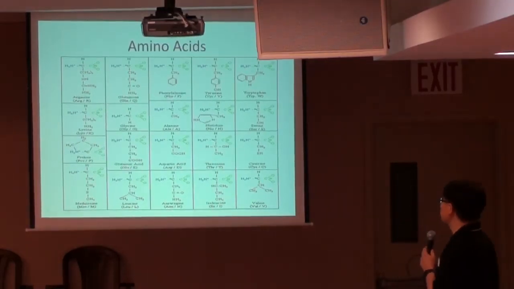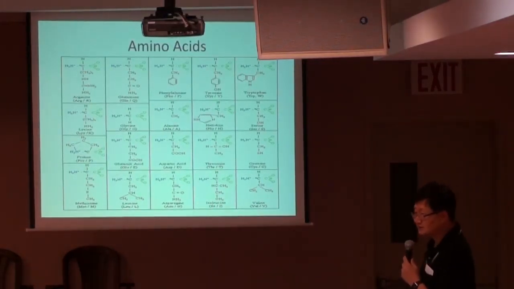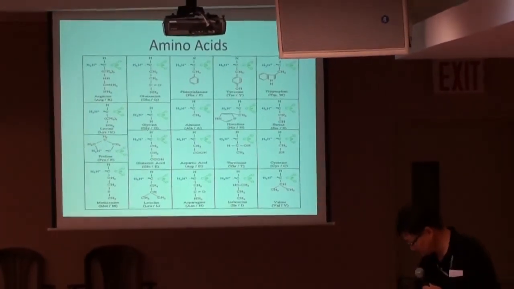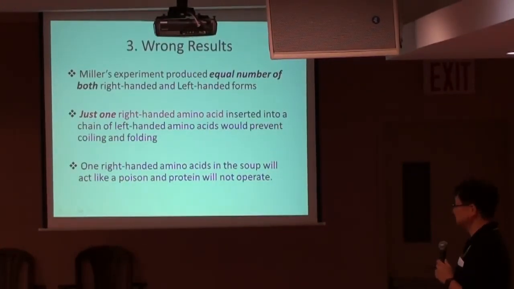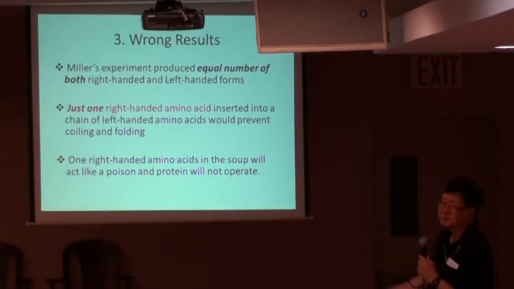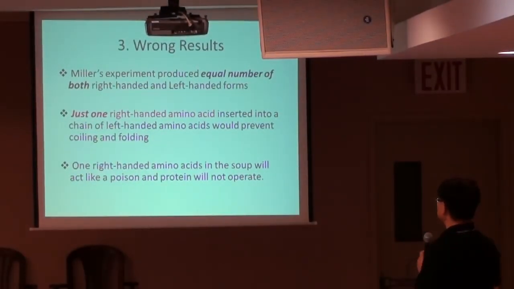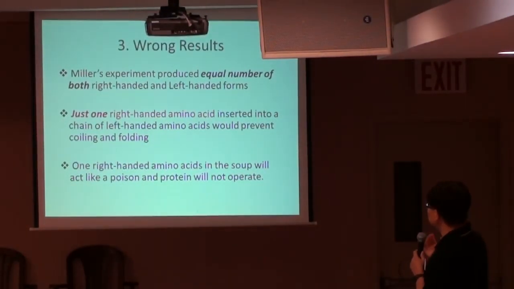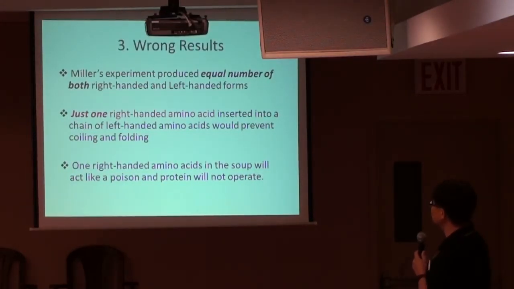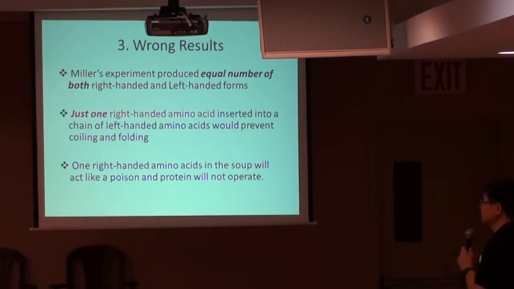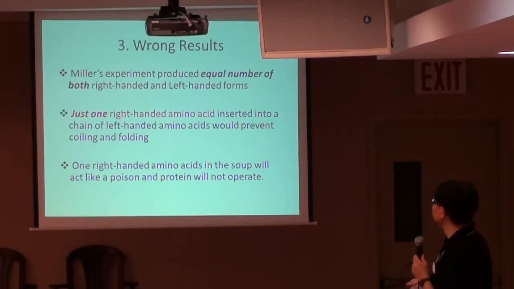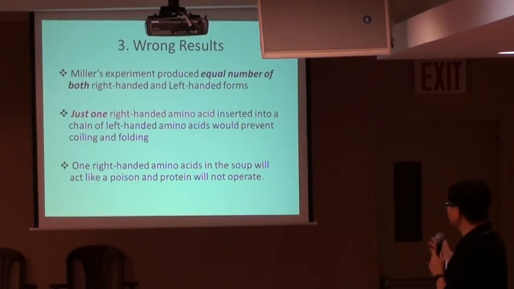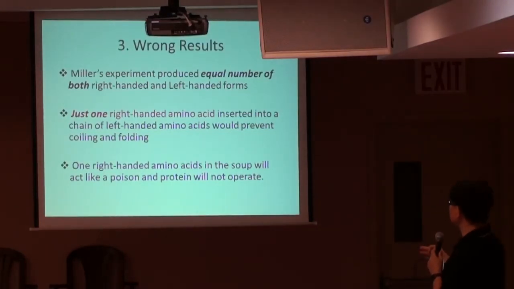And this is the 20 amino acids. So just remember, we need 20 amino acids in our body. Miller's experiment produced equal numbers of both right-handed and left-handed forms. That's the fact. Just one right-handed amino acid inserted into a chain of left-handed amino acids would prevent coiling and folding. Later, I'll show the video.